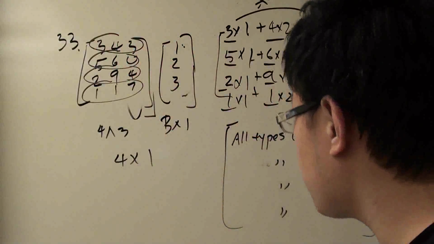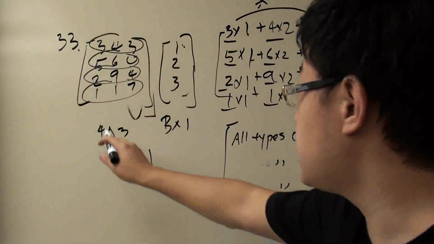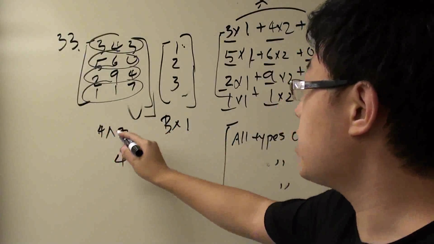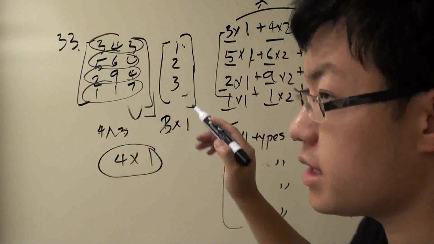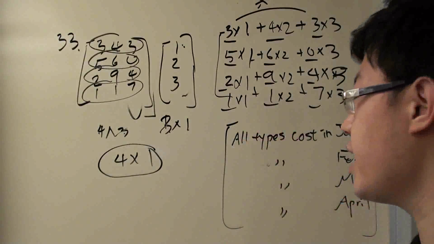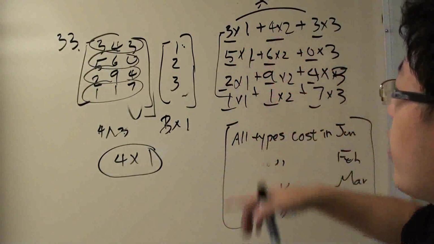Oh yeah, before we even talk about that, we should talk about what the net matrix looks like. This is 4 by 3, and this is 3 by 1, right? So based on what we learned about multiplication, these two cancel. So you've got to have something that is 4 by 1, which is this one. This is actually the answer, but let's not get there yet. So it's 4 by 1.